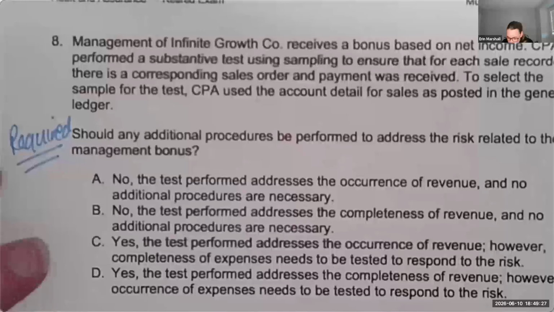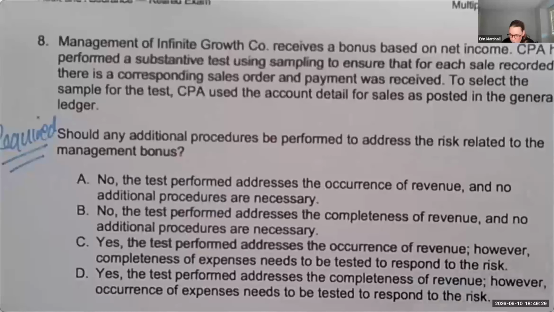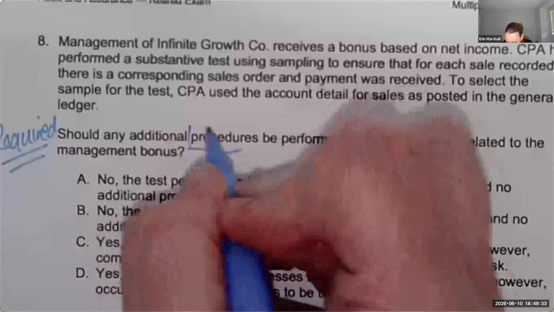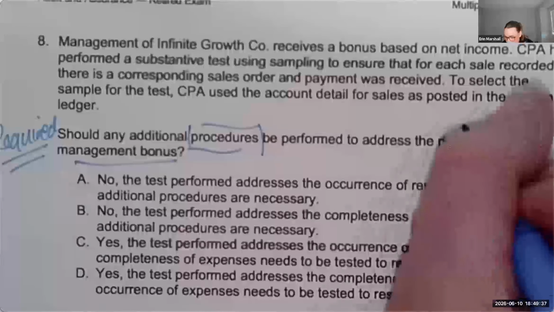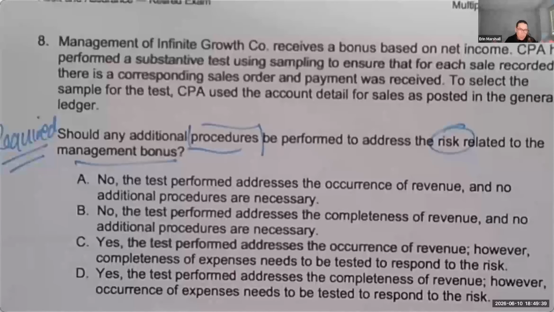So we see here, should any additional procedures be performed to address the risk related to the management bonus? Okay, fine. We know we're in the realm of assurance. We know they're asking us about procedures, and they're asking about some risk related to management bonus. Okay, fairly straightforward, not crazy technical, pretty reasonable.